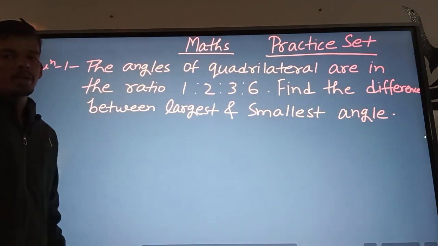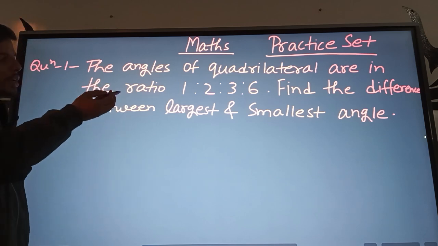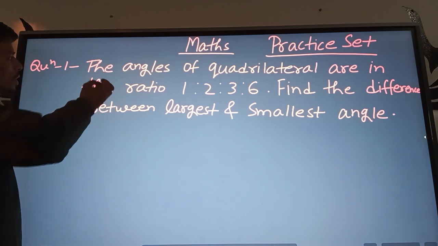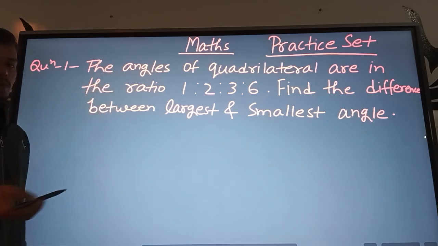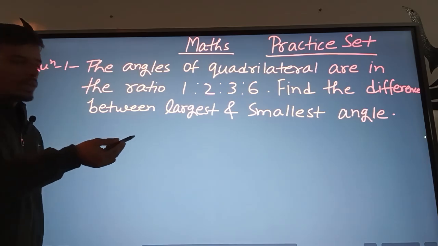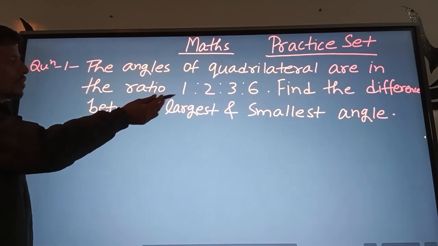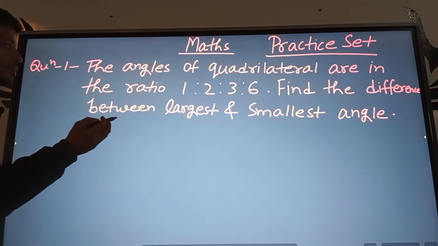Now we start our practice set, and the first question of the practice set is related to the topic geometry. The question is: the angles of a quadrilateral are in the ratio 1, 2, 3 and 6. Find the difference between the largest and smallest angle.